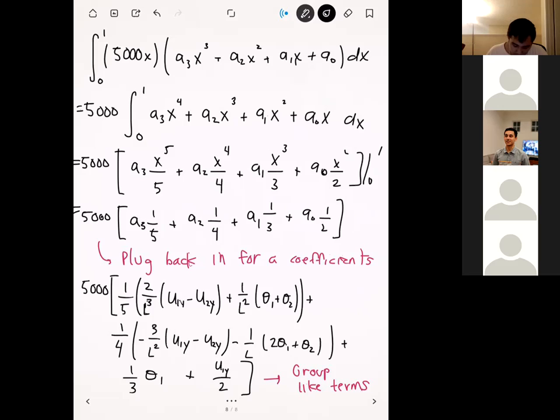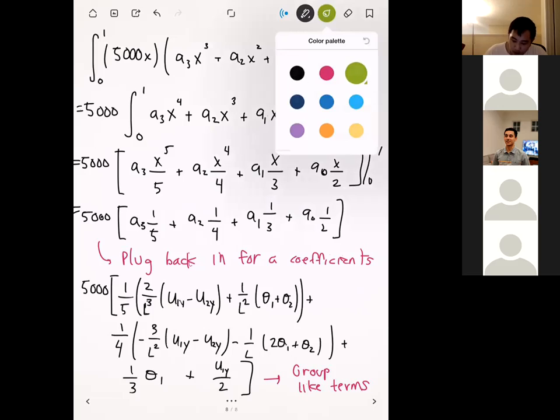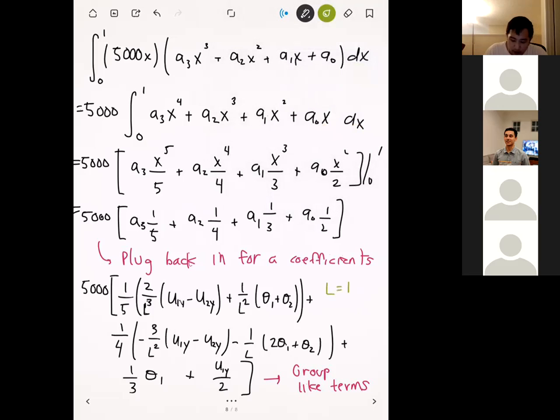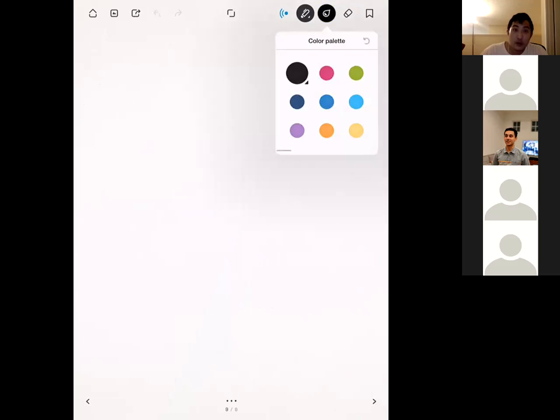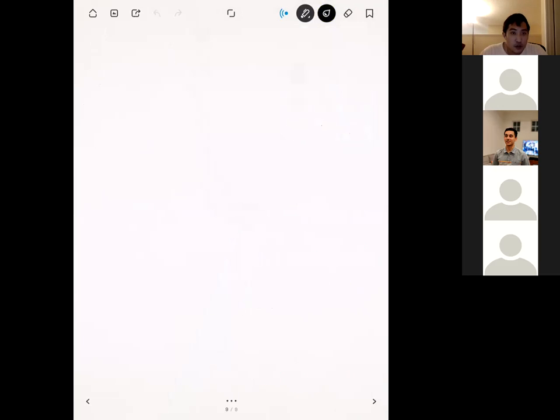Oh, one more thing. Since we still have some L's here, let's go ahead and plug in L equal to 1, just to simplify our math. And so let's go ahead and start distributing this. Just to make things clear, let me repeat what was on the last page, but we set L equal to 1.